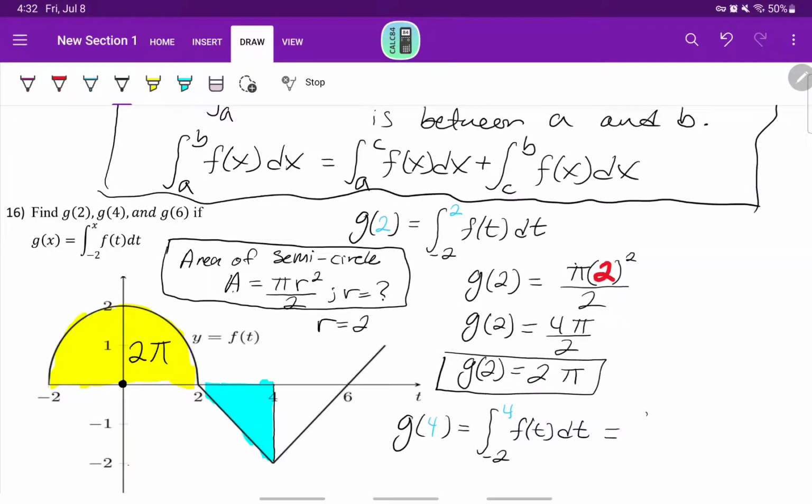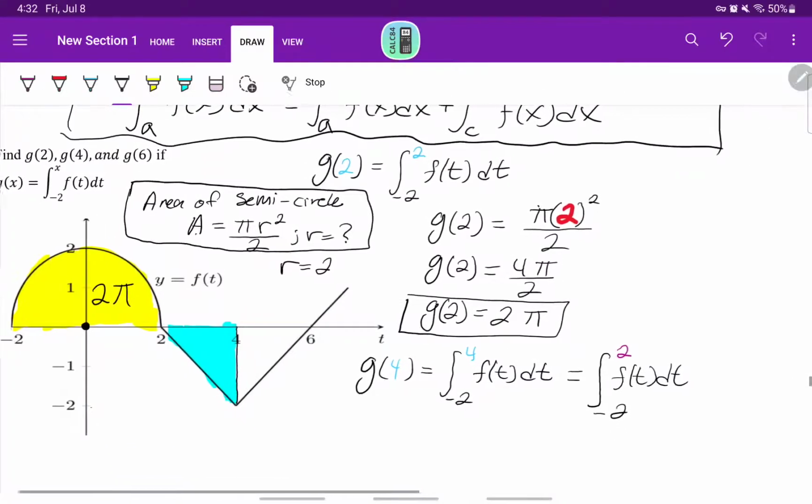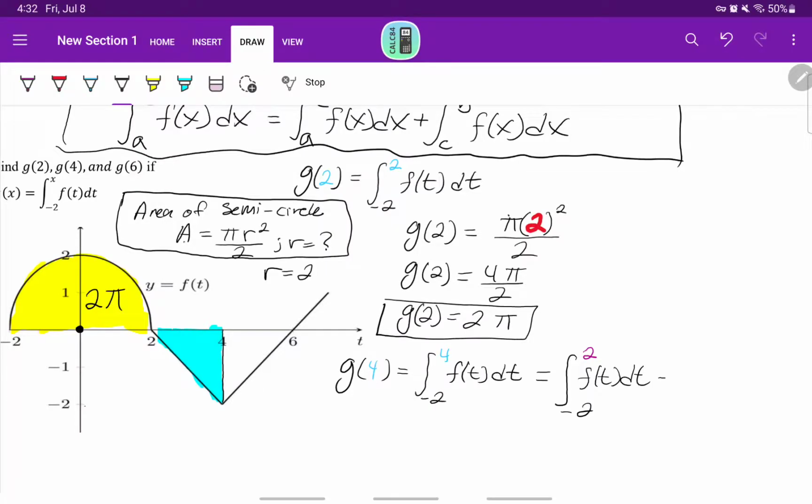The integral from -2, but I'm going to choose the point here of +2, of f of t dt. And I'm going to add that with the integral from +2 to 4 of f of t dt.